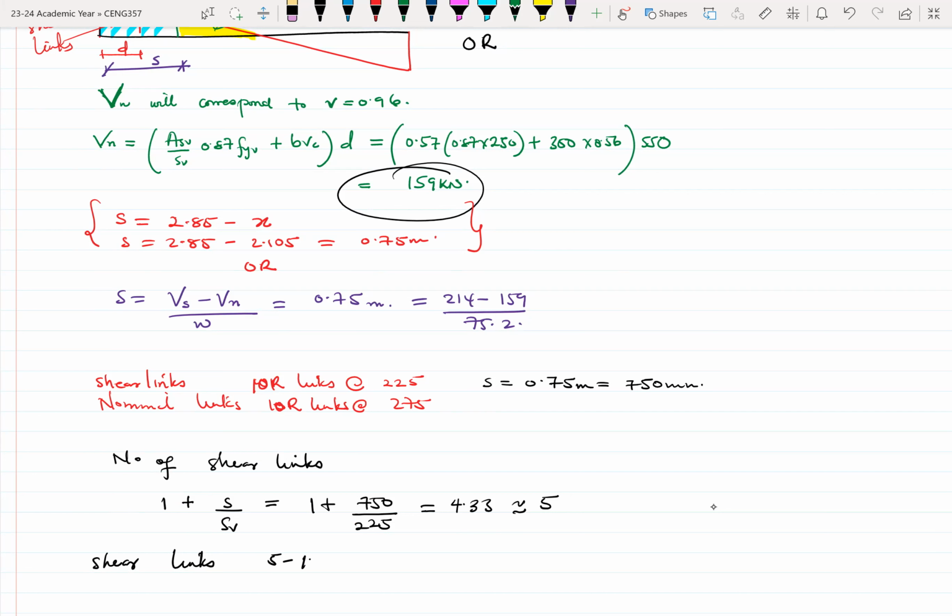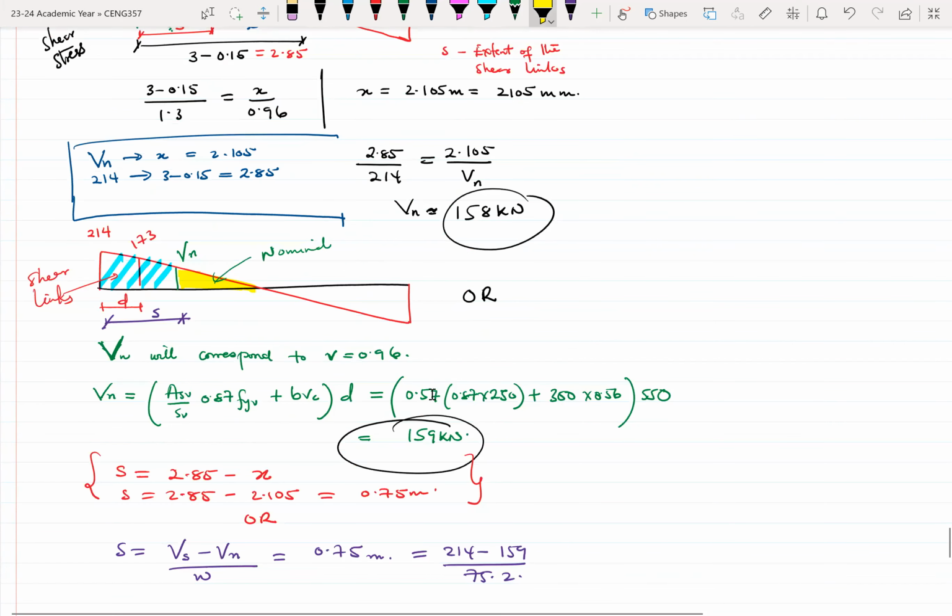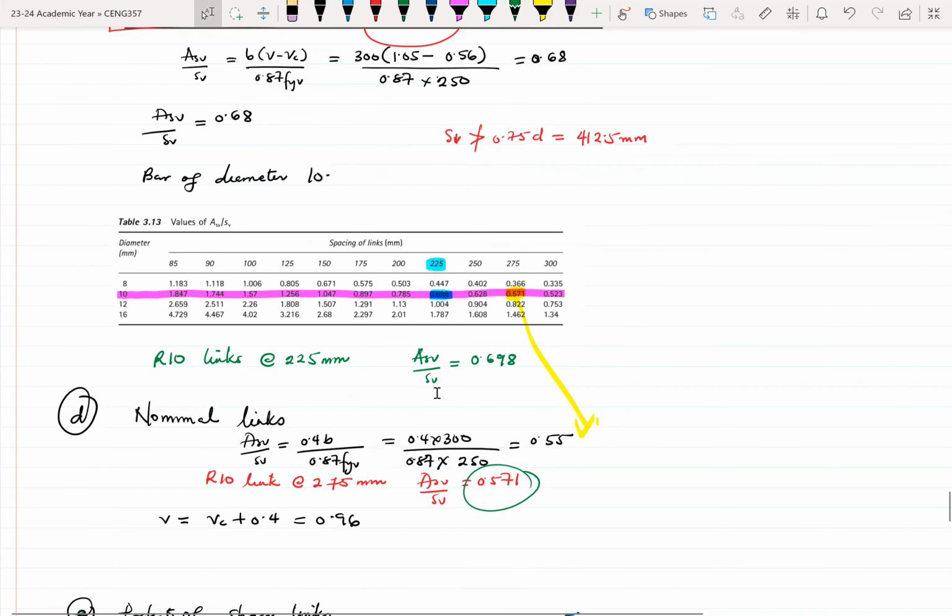Oh, it's supposed to be written R10, not 10R. Sorry, a mistake on my side. So this is supposed to be R10. R10. All right. So this becomes 5R10 links at 225. So that'll be for the left side.